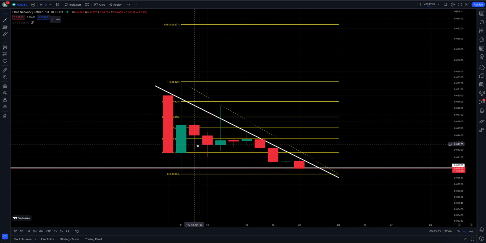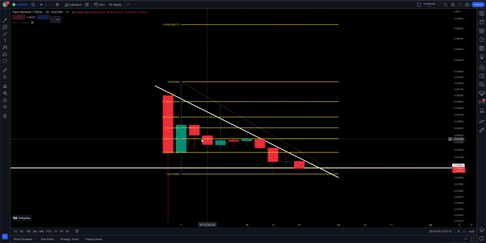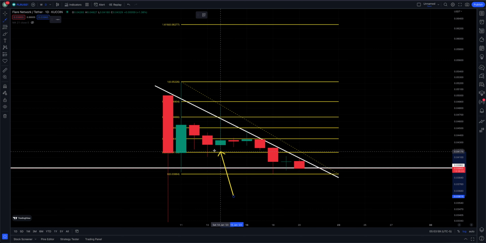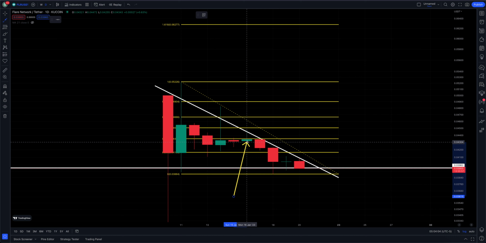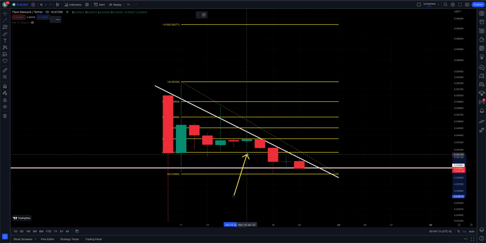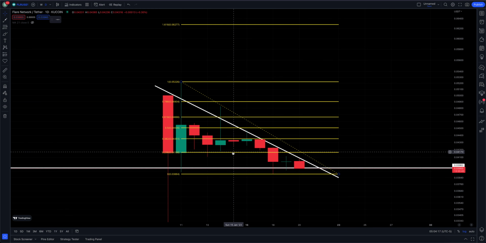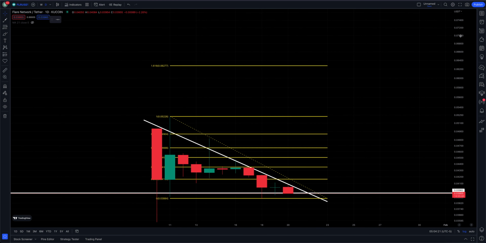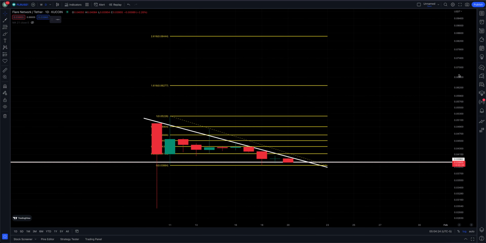We could see that our 382 fib level has been resistance right in here. So the 14th, 15th, 16th, and 17th found resistance at our 382 fib level. We are currently below our 236. So if we go to the upside, we can see where our fibs take us.